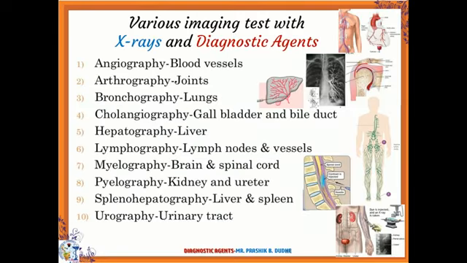Now let's see what are the various imaging tests where diagnostic agents are used. Graphy means nothing but the image will be created on the X-rays of different body parts, and from those X-ray images we can detect whether that body part is functioning properly, has its structure uniformity or not, and if any defect is there we can easily observe that with this imaging test.